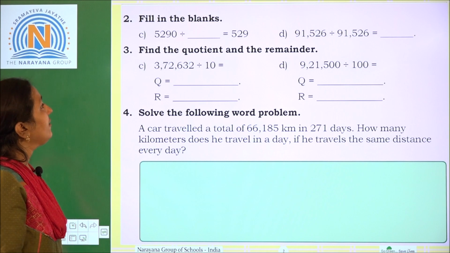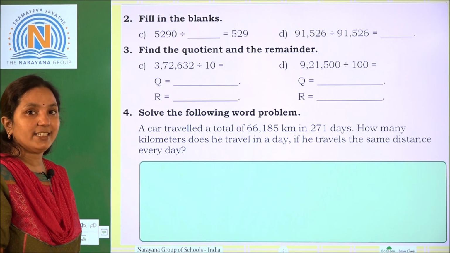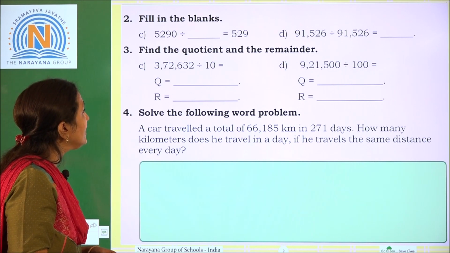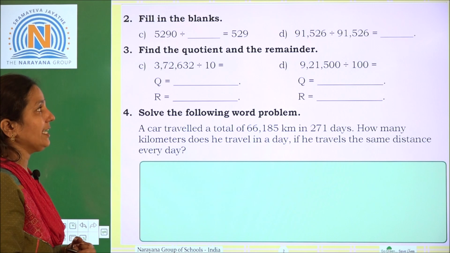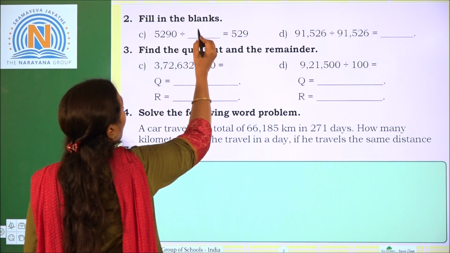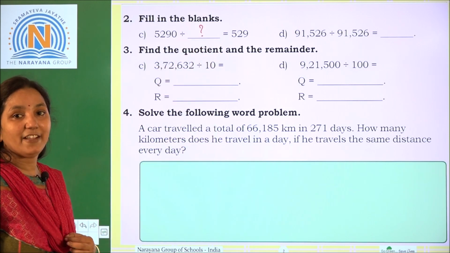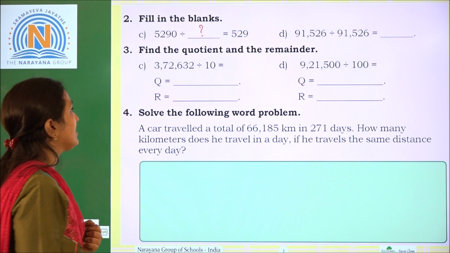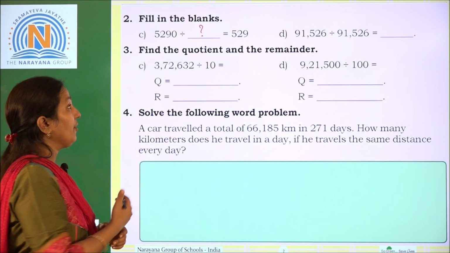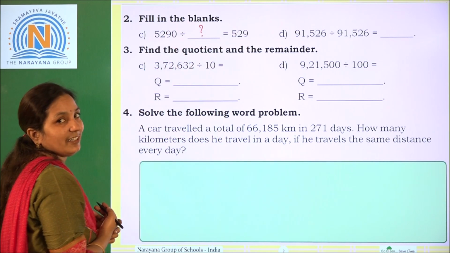Coming to the next one, fill in the blanks. Here two blanks are given. Based on the division, we have to do it. So coming to 5,290 divided by dash equals 529. So we have to find this one. What we have to find here? The divisor. So how will you get the divisor? If you divide this number by this number, you will get the divisor.